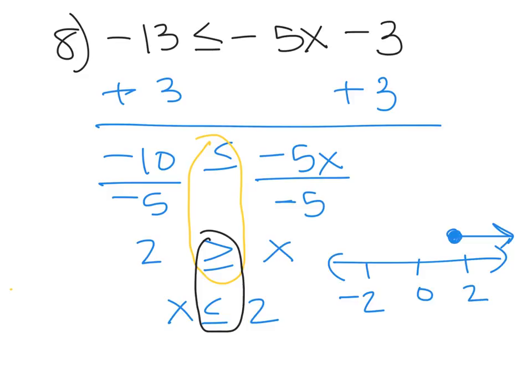Oh, and I just realized I actually graphed it wrong, so hopefully you didn't see that. And so your answer should be not this, should actually be a closed circle on 2, shade to the left. I'm sure you guys already caught that in my mistake.